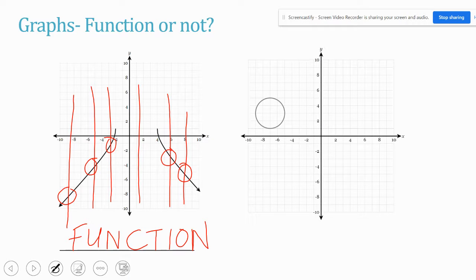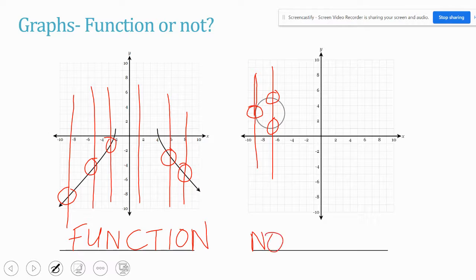And the last one, we can see here. Try to draw it a little straighter. Hits once, but when we go through the circle, it hits twice. So automatically not a function.